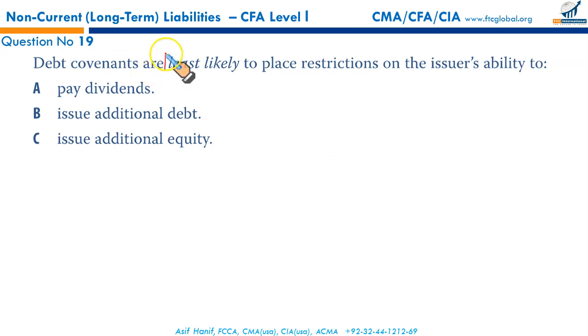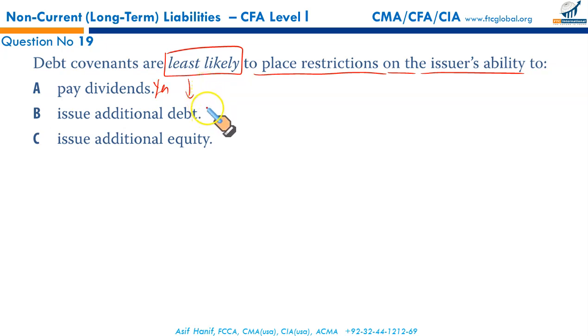Debt covenants are least likely to place restriction on the issuer's ability to, least likely. Pay dividends, yes, because payment of dividends will put the business in constraint. The business will have trouble paying the interest in the future because the cash balance will fall. Issuing additional debt, again, this could put existing bondholders in trouble. The business might be facing trouble in paying interest payments. So these A and B are most likely to be restricted.